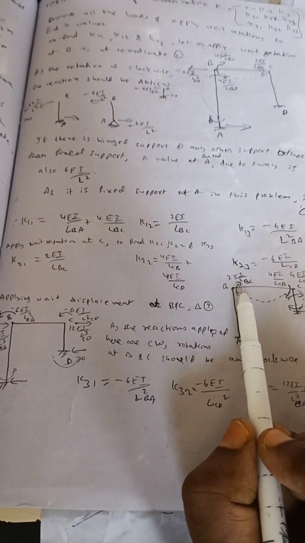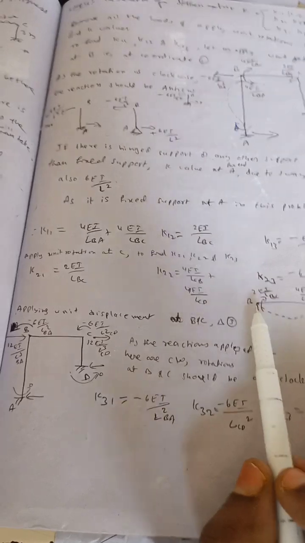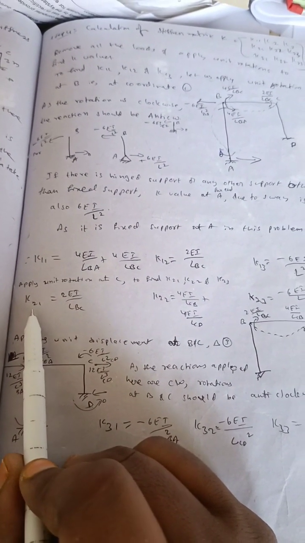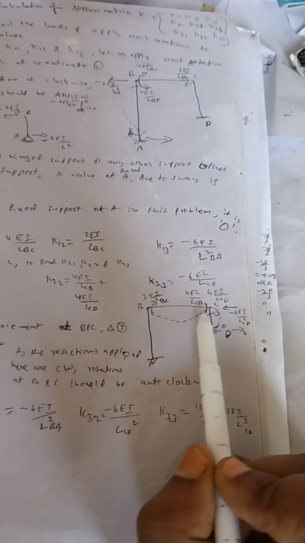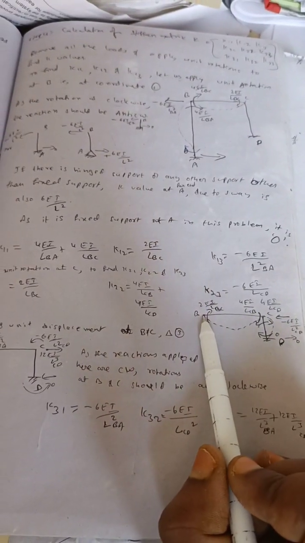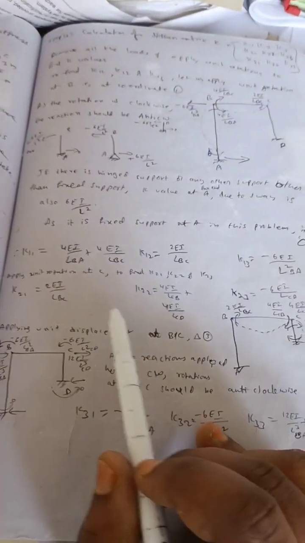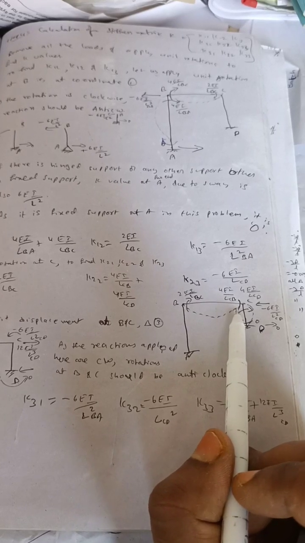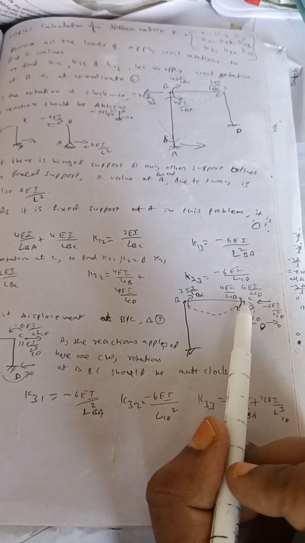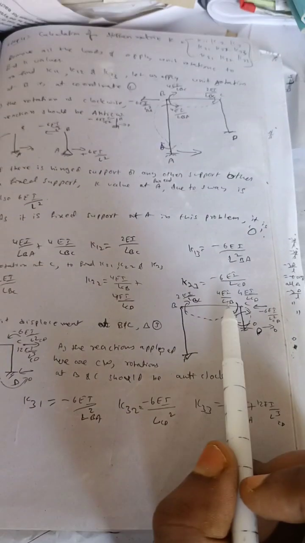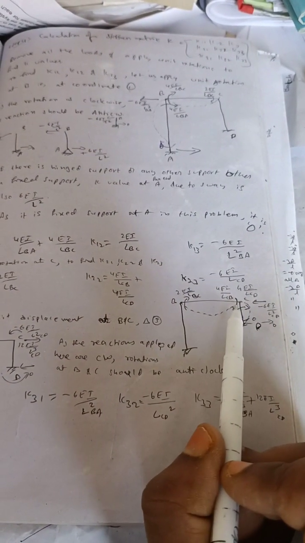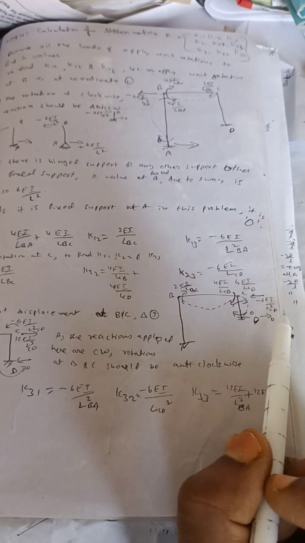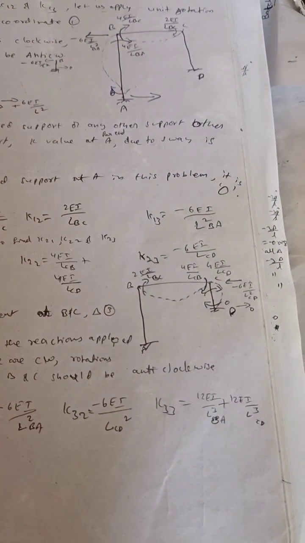So in this way we can find the value of K21: 2EI by L BC. Why K21 have we taken? Because when we apply the unit rotation at second coordinate, what is the value of K at first coordinate? So this value, 2EI by L BC, is K21. K22, when we apply unit rotation at second coordinate, what is the value of K at second coordinate? Sum of these two values, 4EI by L CB plus 4EI by L CD. Next, K23, when we apply unit rotation at second coordinate, what is the value of K at third coordinate? That is K23: minus 6EI by L CD square.